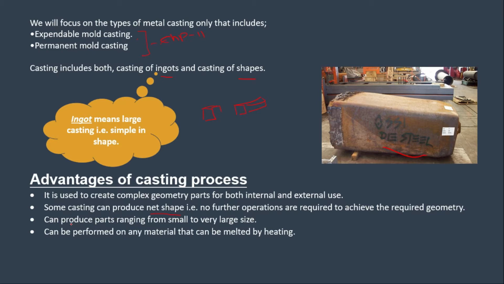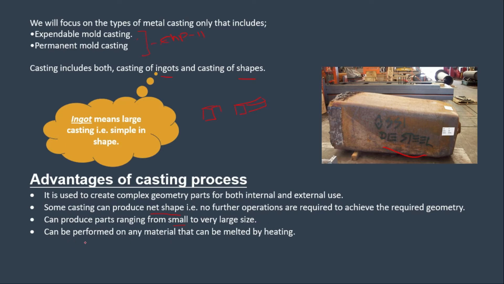Then casting can produce parts ranging from very small to very large size. In other machining processes, we cannot produce a very large size, but casting, as we will see in the lectures ahead, can produce very small parts, like the small gears I mentioned earlier, to the very large hammers, the large panels for the aircraft body, or the large slabs for the steel mill.